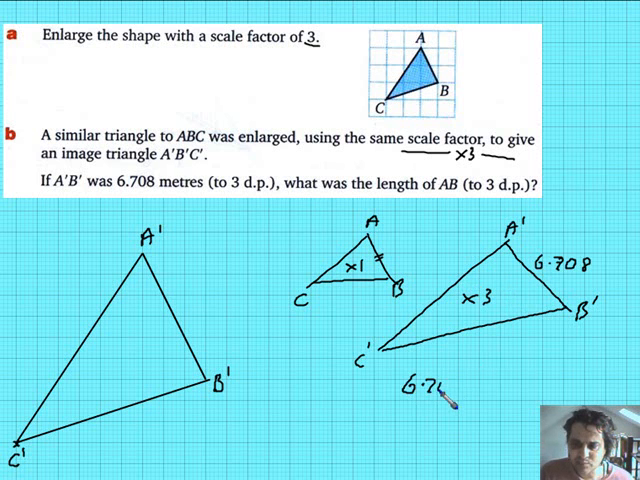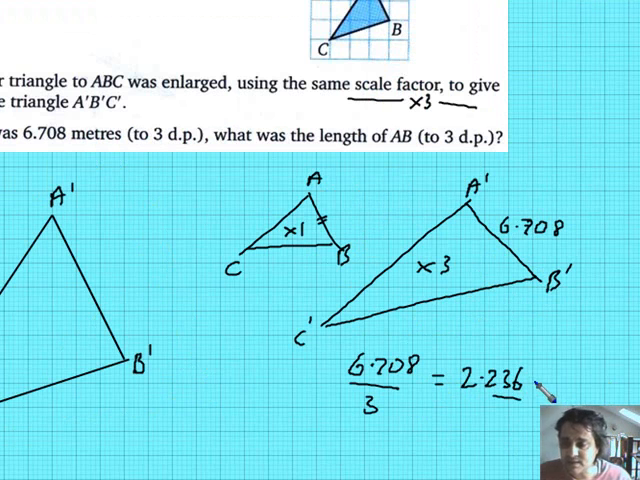So 6.708 divided by 3, grab my calculator because I am allowed. 6.708 divided by 3 gives me 2.236. I've got to give my length to 3 decimal places, and there it is. 2.236, and that was in meters, so this will be in meters. And that's it. Question 4 done.